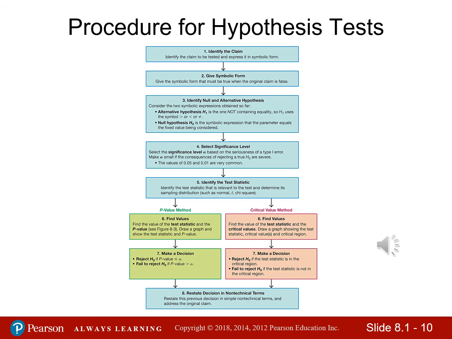With the p-value method, we find the value of the test statistic and the p-value, and then we draw a graph and show the test statistic and the p-value. With the critical value method, we find the value of the test statistic and the critical value. We draw a graph showing the test statistic, critical values, and the critical region. For step 7, we make a decision, and we either reject or fail to reject our null hypothesis. And finally, for step 8, we restate the decision in non-technical terms.